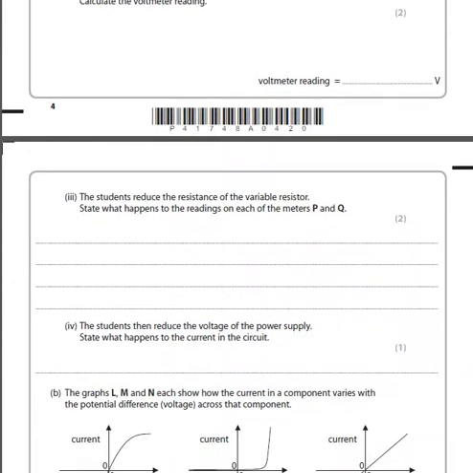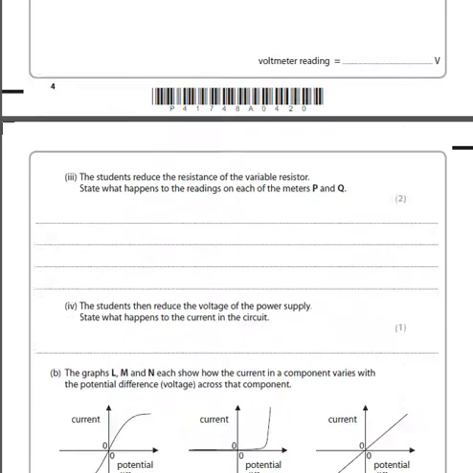State what happens to the readings on each of the meters P and Q. Well, a variable resistor, the resistor part means it makes it more difficult for the electrical current to flow. And so if we reduce that resistance, then the current is going to go up. So the value of meter P, and P was the ammeter, is going to increase.